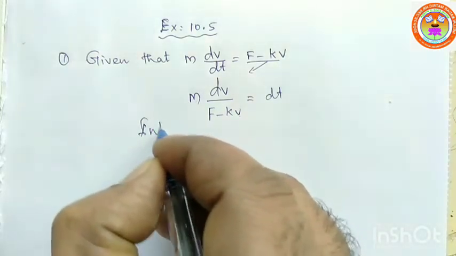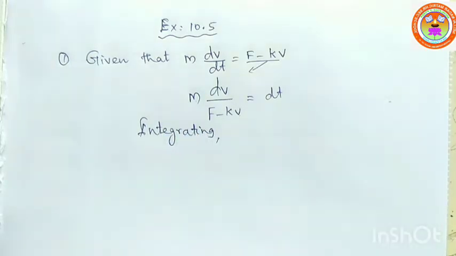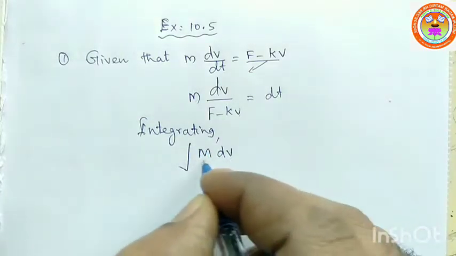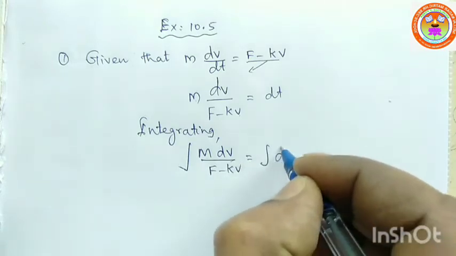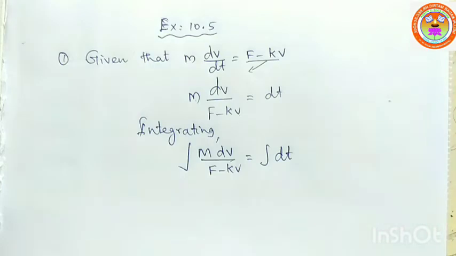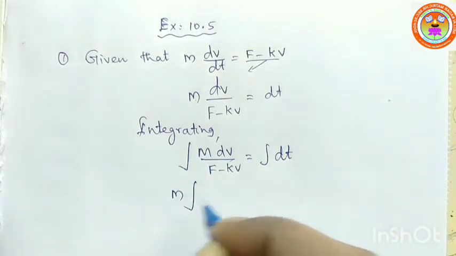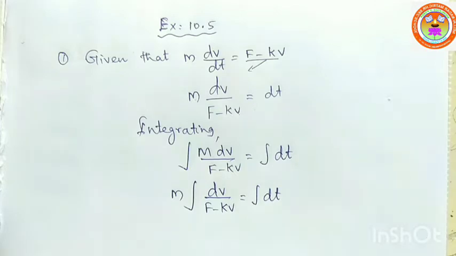When we are integrating, we will get integral of m into dv by F minus kv is equal to integral of dt. Here we just applied one integration symbol on both sides. Here m is the constant term, so bring it outside. m into integral of dv by F minus kv is equal to integral of dt.